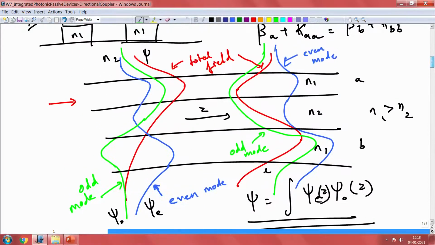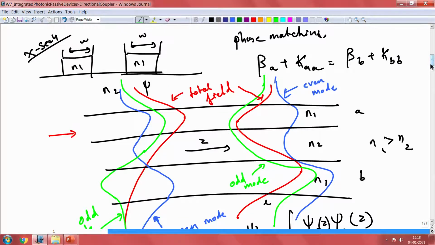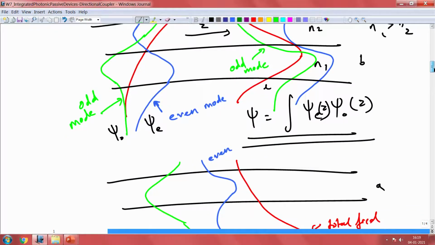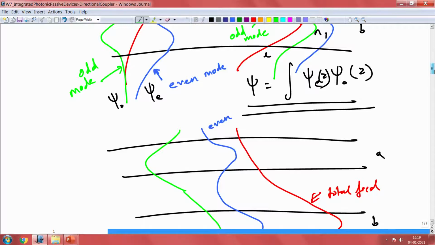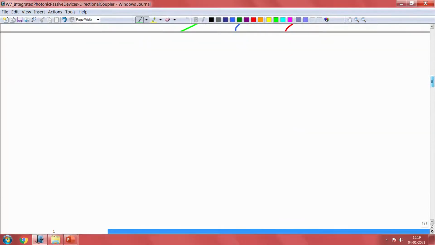These are all the things that you could expect as the wave propagates through the system, but this all depends on the propagation constant of these modes, and that is given by our phase matching. Let us look at this; we have seen this in our early discussion as well.